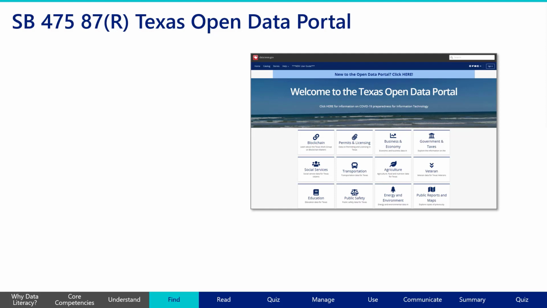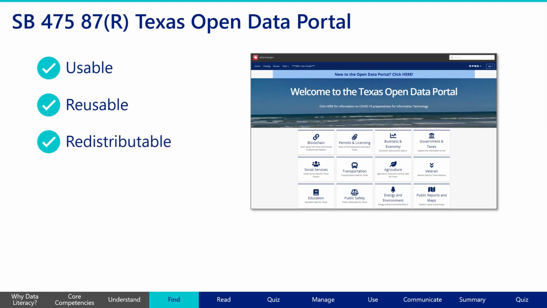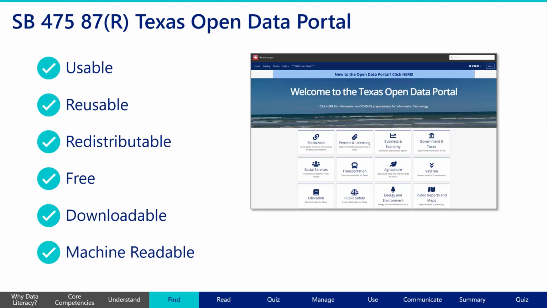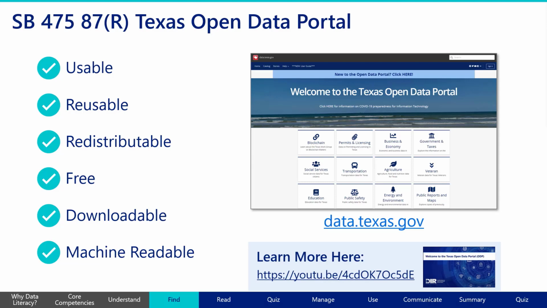Open data refers to information that can be used, reused, and redistributed by anyone. Data found on the Open Data portal is available at no cost and can be downloaded or simply viewed online. Open data is made accessible in a format that is easily consumed and can be read, filtered, sorted, manipulated, and combined with other data. The Open Data portal can be found at data.texas.gov. More information on the Open Data portal can be found on our YouTube channel.